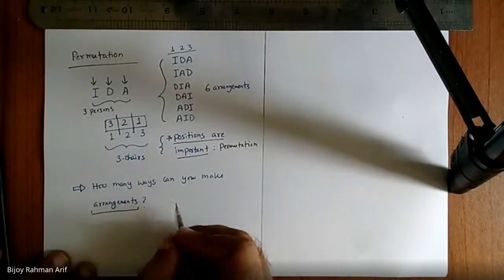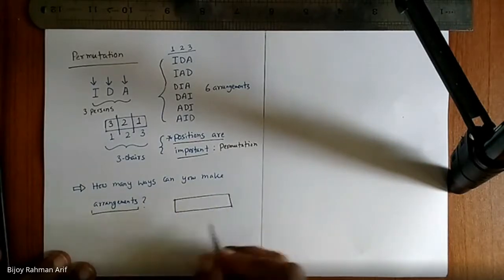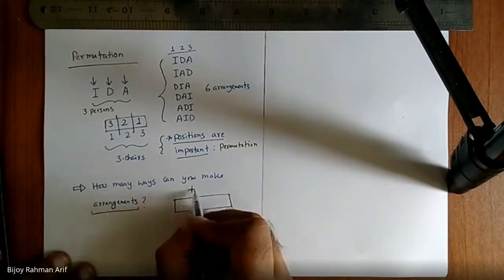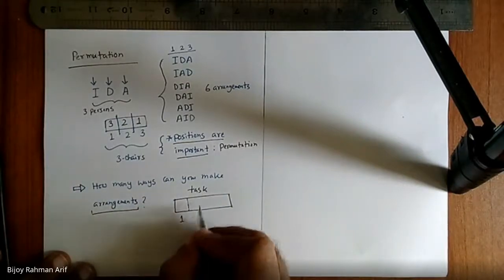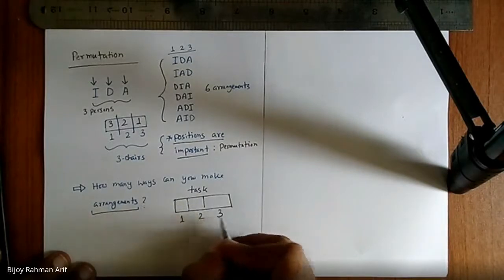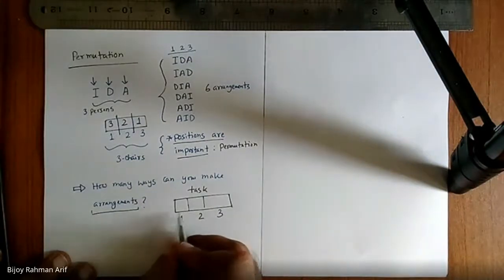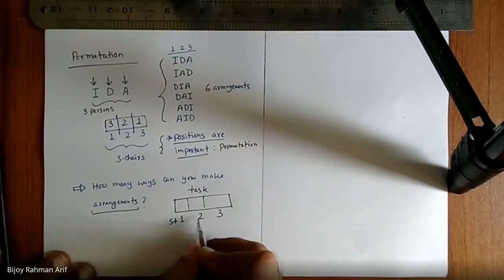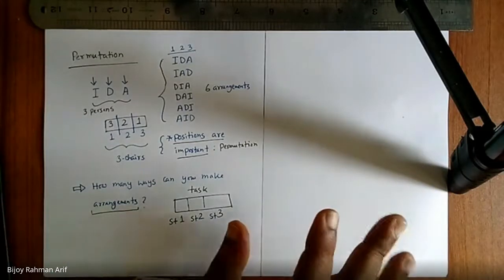Stop. Let's assume this is a big task. This is my task. My task is filling chair number 1, chair number 2, and chair number 3. So how many subtasks are there? We can say filling chair number 1 is subtask 1, filling chair number 2 is subtask 2, filling chair number 3 is subtask 3. Do you agree with me or not?